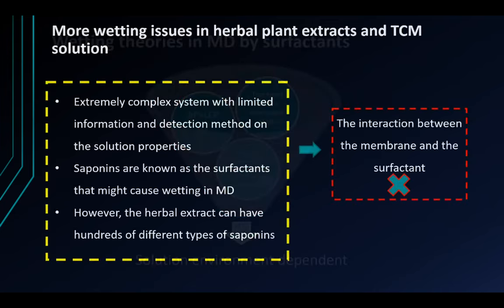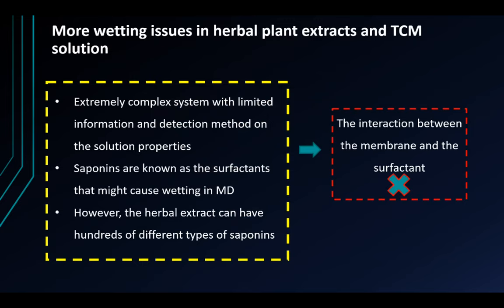It is important for us to also know that in a TCM extract, the solution chemistry is extremely complicated. Although saponins are known as the surfactants typically present in herbal and TCM extracts, the chemistry of the saponin is hard to identify, especially whether they are ionic or not. That means the interaction between the membrane and the surfactant in the aqueous environment is hard to predict.